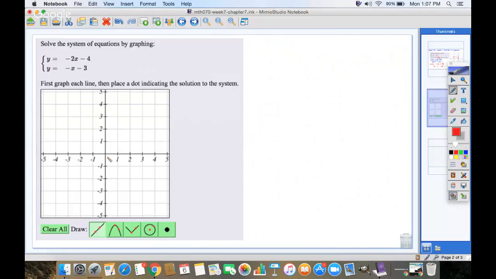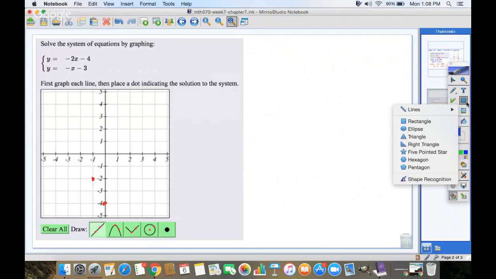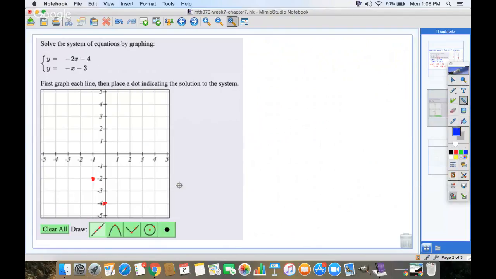So for the first one, I would use the line tool here to mark -4 as a point. And then the slope says to go down 2 and over 1, which I can't do here. So I'm going to reverse that, go up 2 and left 1. So there should be another point right there. And the line tool on my open math will take me right through that. So this line does something like that. Okay, so there's my first line.